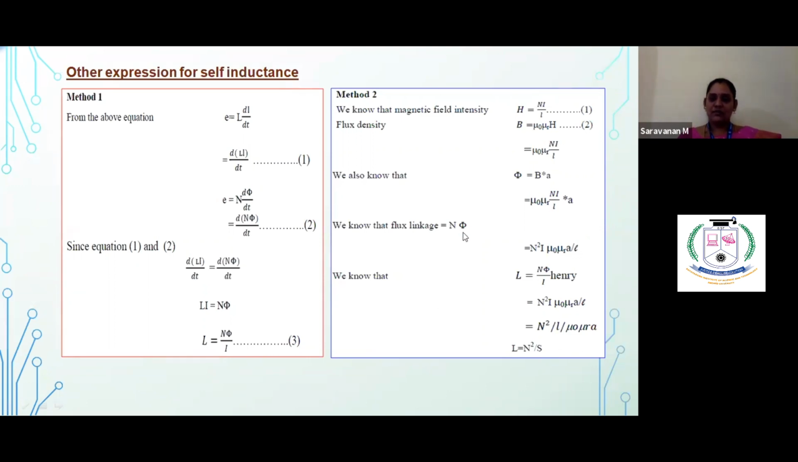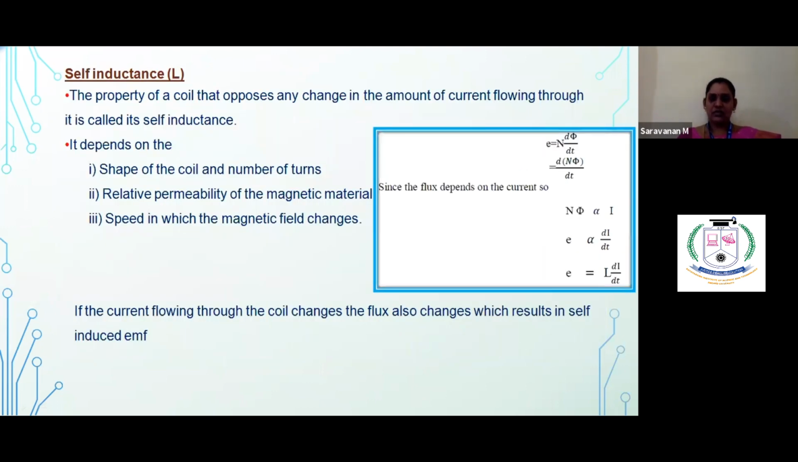So let me calculate my flux linkage N phi. How will I get it over here? Already I have an N term, so it changes to N square into I into mu naught mu R A divided by L. And what is my L from the previous expression? It is N phi by I. So substitute it over here. So finally you are going to get the self-inductance of the coil in terms of the dimensions of the coil, that is N square divided by S. S is nothing but the reluctance of your magnetic material, which is given by L divided by mu naught mu R into A.